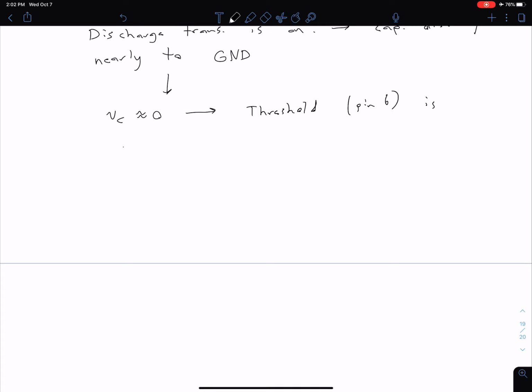is going to be below 2/3 VCC. And so what that means is that the output of our comparator C1 is low. And so in other words, we can say that corresponds to R equals 0, because remember, the output of C1 is our R input to our flip-flop.